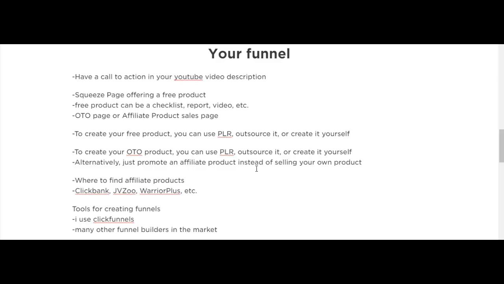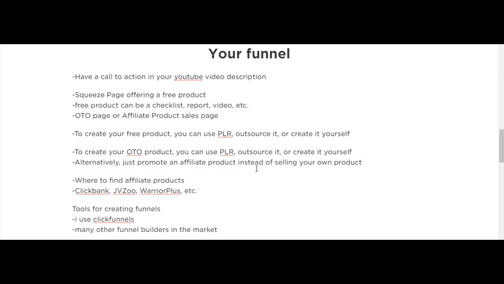Okay, so obviously the product has to be related to the topic of the video. So when they click on the link, they get brought to your funnel. Now the first step of your funnel, or the first page you see, should be your squeeze page that offers a free product. And on the squeeze page should be an opt-in form so they could enter their email address and other contact information if that's what you require.